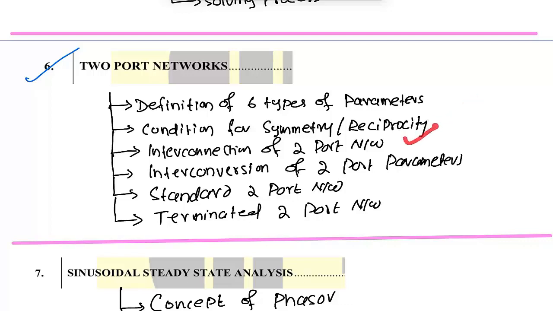Interconnection of two-port networks. There are kinds of interconnection: series, parallel, series-parallel, parallel-series, and cascade. 5, not 4, 5 kinds of interconnection. You should know, like in a series interconnection, Z parameters can be added. In series-parallel interconnection, H parameters can be added. In cascade combination, T matrices can be multiplied. All these concepts you will learn in the interconnection of two-port networks.